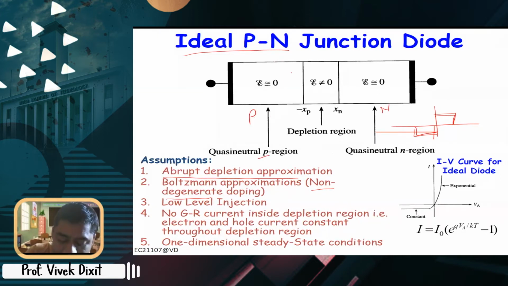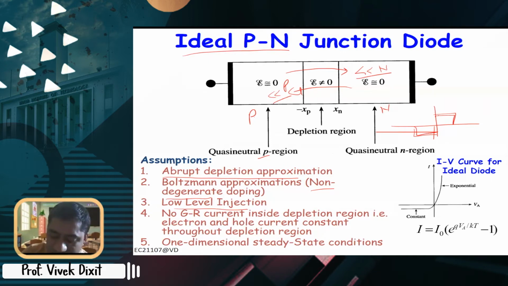So the number of holes that are diffusing from P to N is much less than the electron concentration here, or the majority carrier. Similarly, the number of electrons diffusing from the N side is much less than the hole concentration on P side, or the majority carrier concentration. That is low level injection.